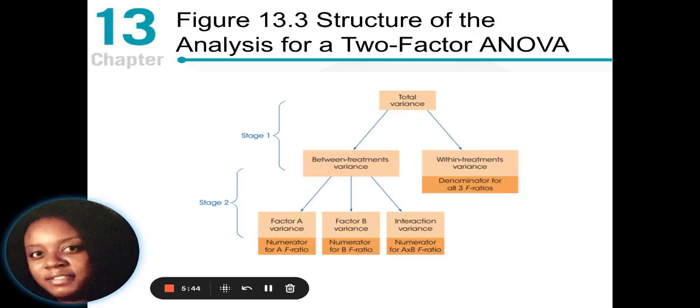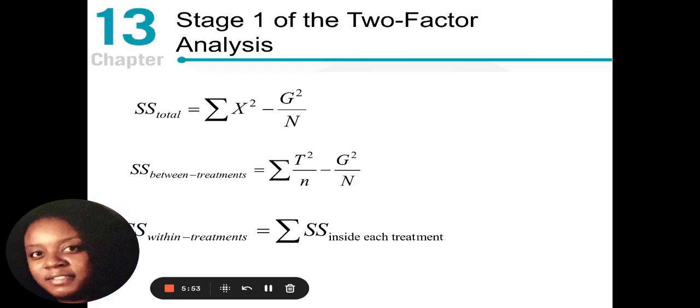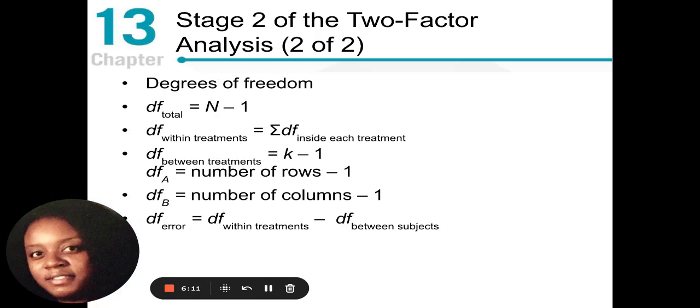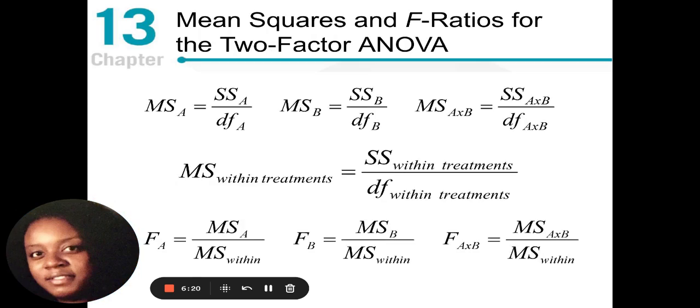And in figure 13.3, we can see the structure of the analysis for a two-factor ANOVA. We can also see stage one of those two factors with the formulas indicated. And then for stage two, we can see what determines the numerators for those three F ratios by looking at the sum of squares between those treatments. There's a continuation of those sums of squares, but with the degrees of freedom. And here are the mean squares and F ratios for those two-factor ANOVAs.